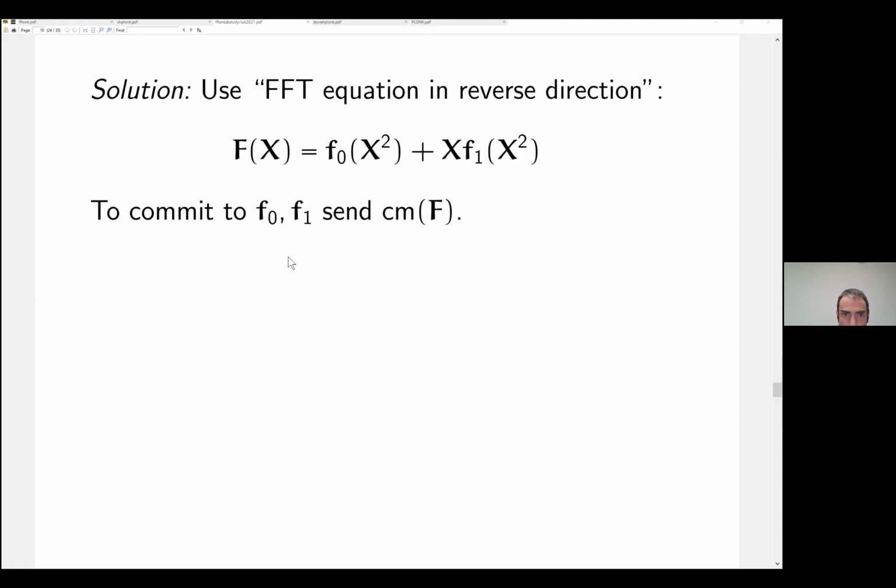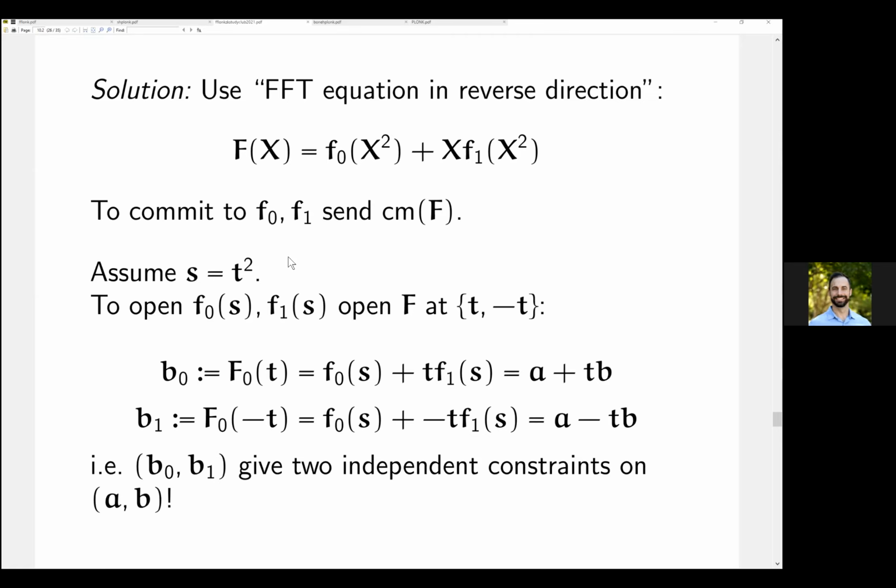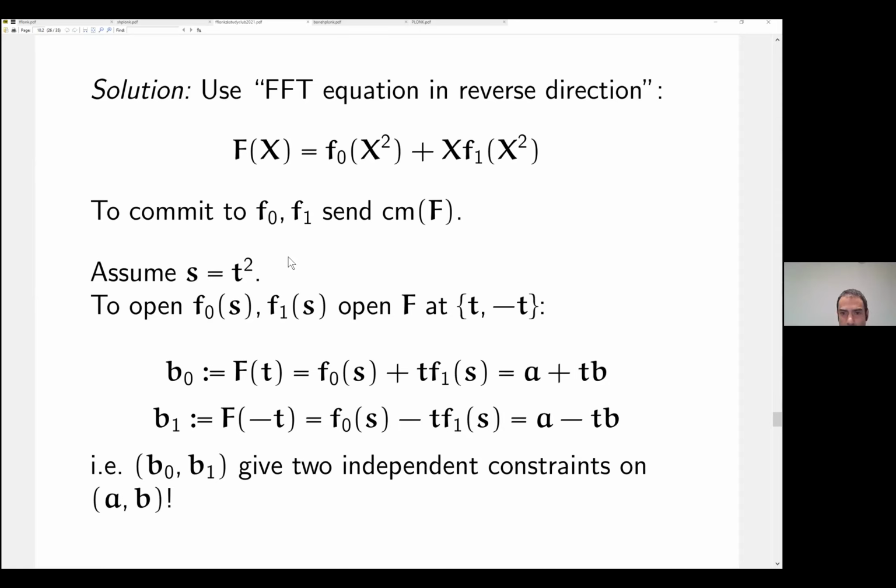Sorry, one more second. Okay, yeah, just fixed some confusing typos.